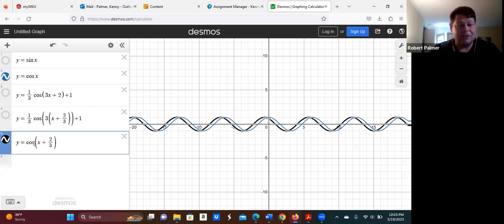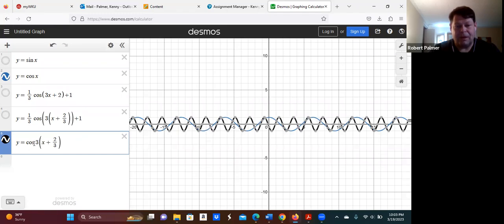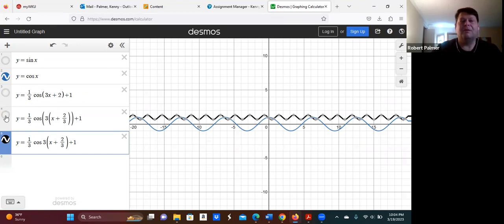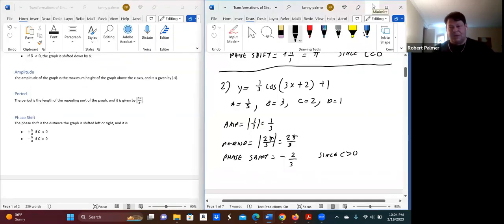Next I would multiply that by 3, and notice that changed, compressed it by a factor of 3. Then next I would do the amplitude change, 1/3. And then the last thing, the vertical shift plus 1. Let's make sure that's the same as before. Yeah, same graph, exactly the same thing. So that's kind of how the order of operations would work. Let's take a look at one or two more.